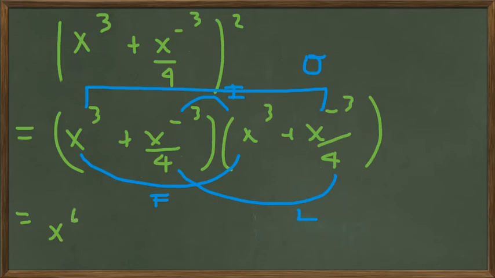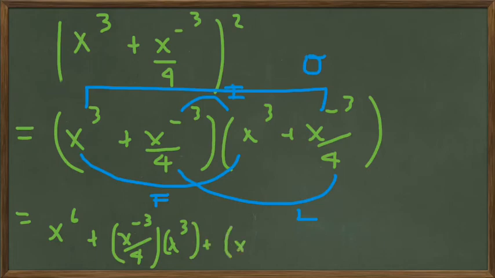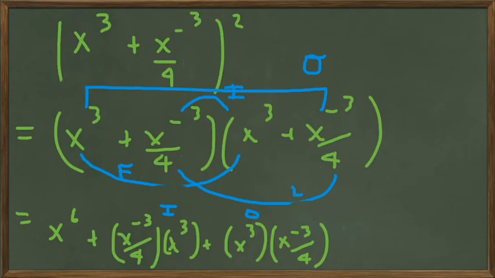And here's where it gets interesting, or the reason we chose this problem. The inner is x to the minus 3 over 4 times x cubed, and the outer is x cubed times x to the minus 3 over 4. So you can see that both the inner and the outer, because when we add the exponents we get 0, are 1/4, and then the last is x to the minus 6 over 16.